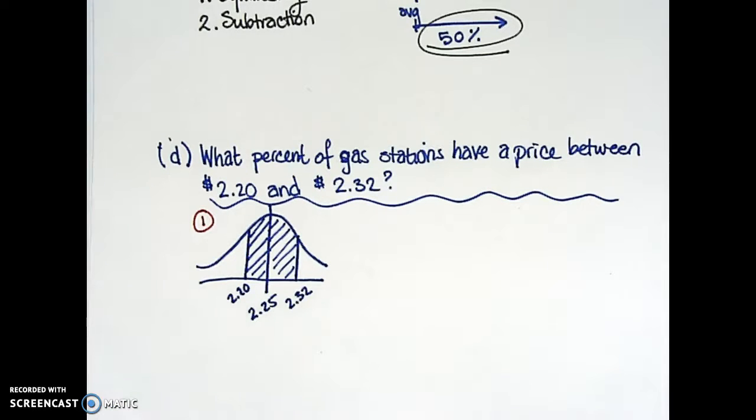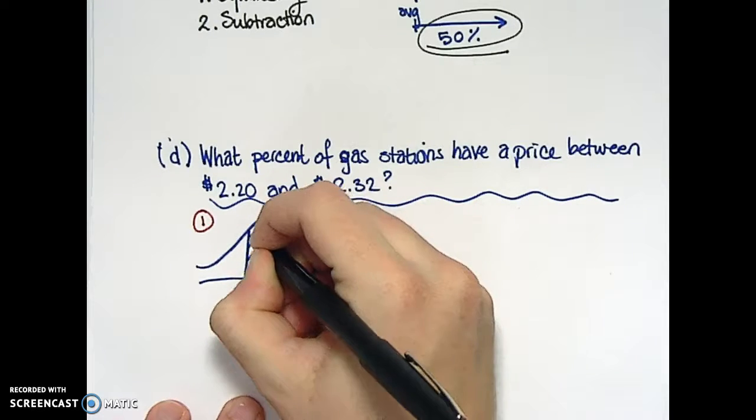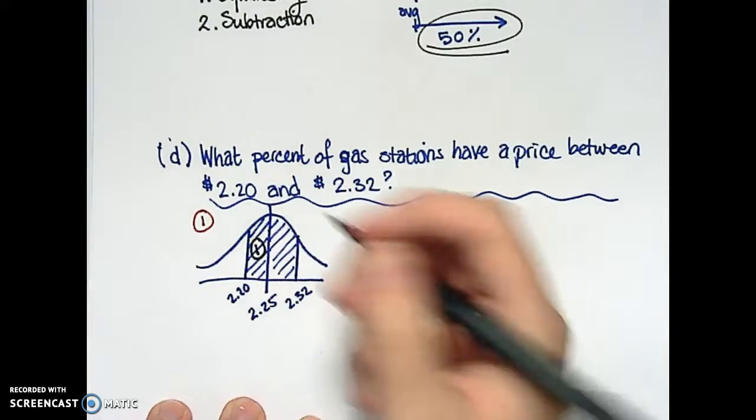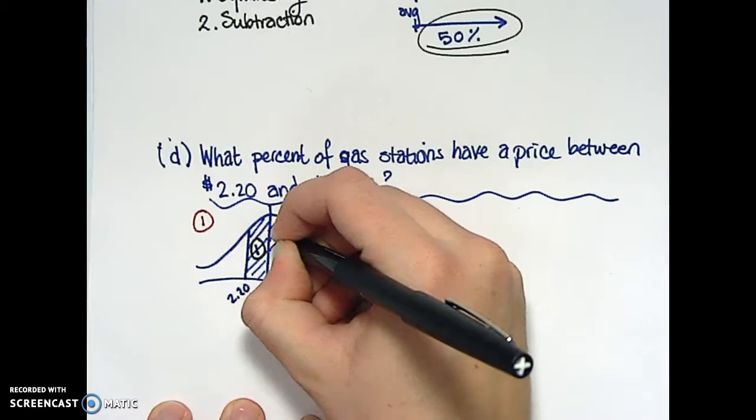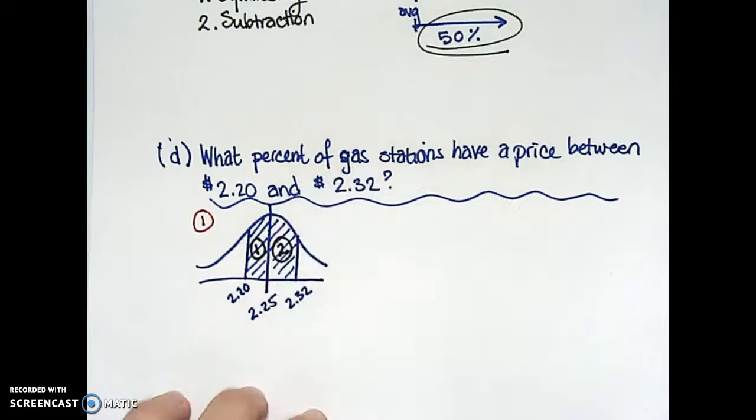Observe in this situation that we actually have two pieces that we need to identify, because we have some amount of area to the left of our average. I'll call this area 1, and we have some amount to the right. I'll call that area 2. And we're going to have to solve each of these separately and then add the two pieces together.